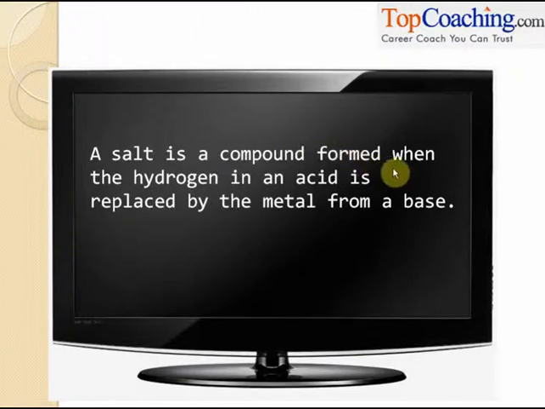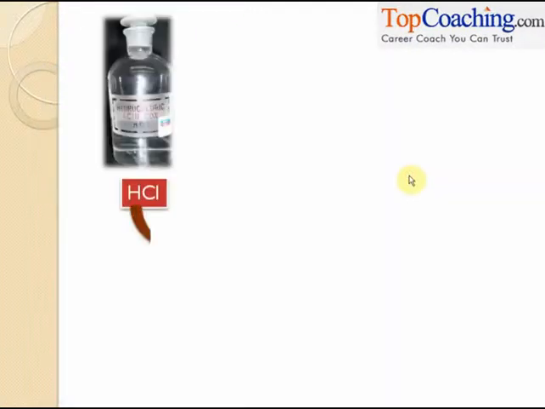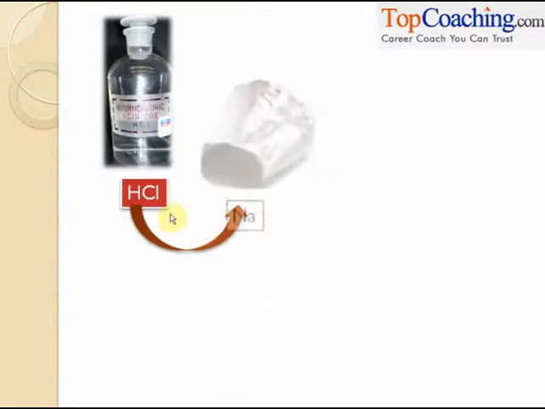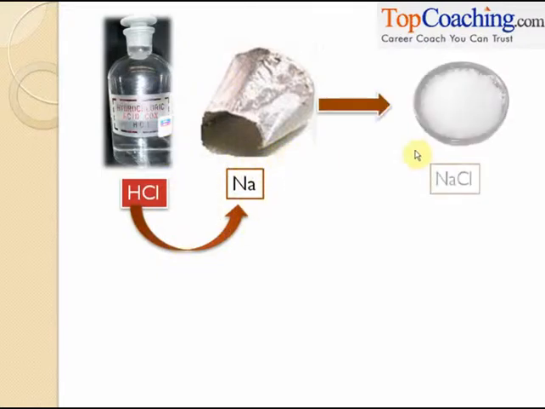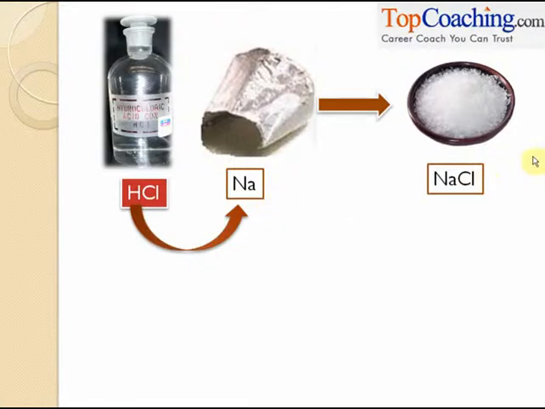Let's consider an example. Right here. This is hydrochloric acid. When we replace the H in HCl by sodium or Na, what do we get? We get NaCl, isn't it? And sodium chloride is our common salt that we use in our food, to make our food salty. What you can see here is that the hydrogen in this acid has been replaced by sodium. Simple as that.